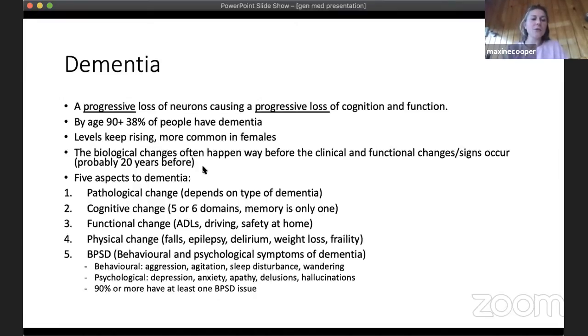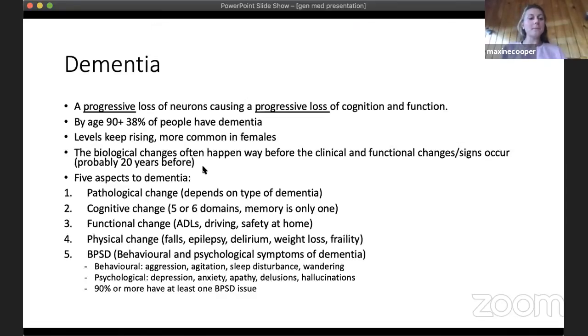And there's 5 aspects to dementia that are important to be aware of. So there's obviously those pathological changes, which depends on what the dementia is causing that damage. There's cognitive change. So yes, most people think of memory as being the main one, but there's lots of other different domains, such as your visuospatial skills. So it's important to realize that it's not just memory that's affected, it's all your other areas of cognition.